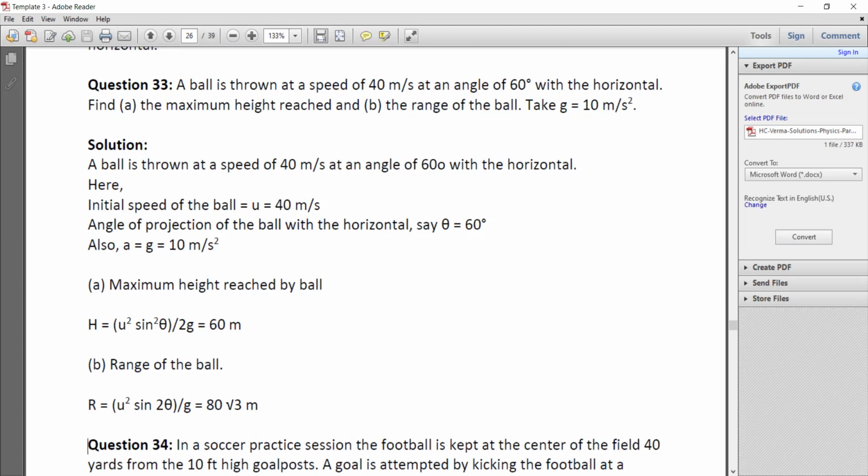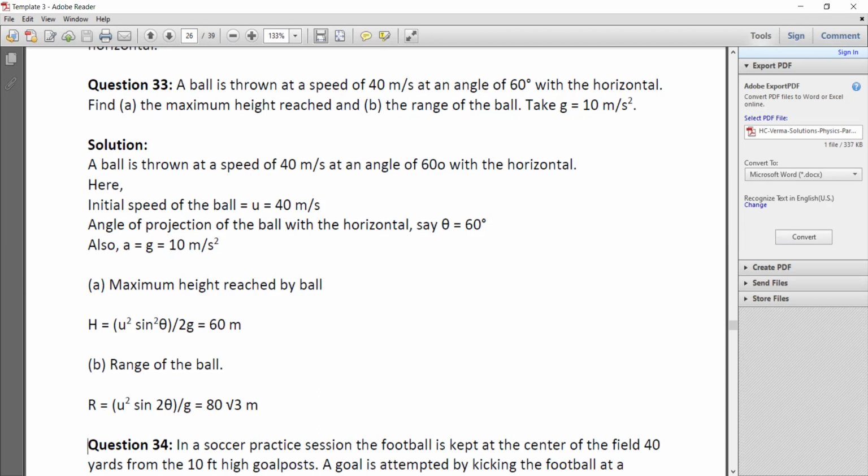Question 33. A ball is thrown at a speed of 40 meters per second at an angle of 60 degrees with the horizontal. Find A, the maximum height reached, and B, the range of the ball. Take g = 10 meters per second squared.